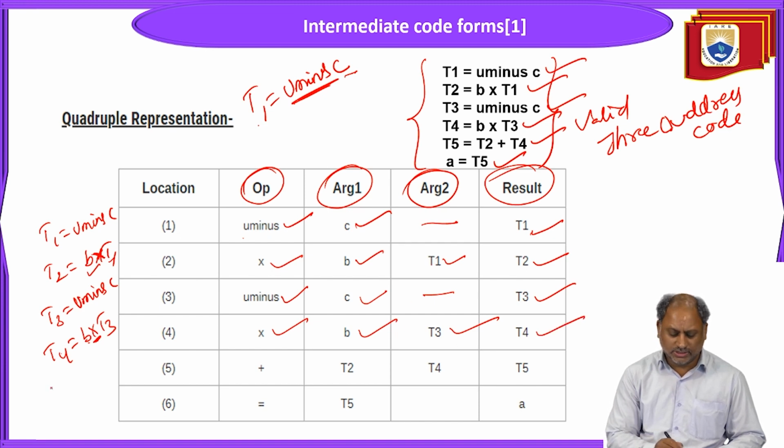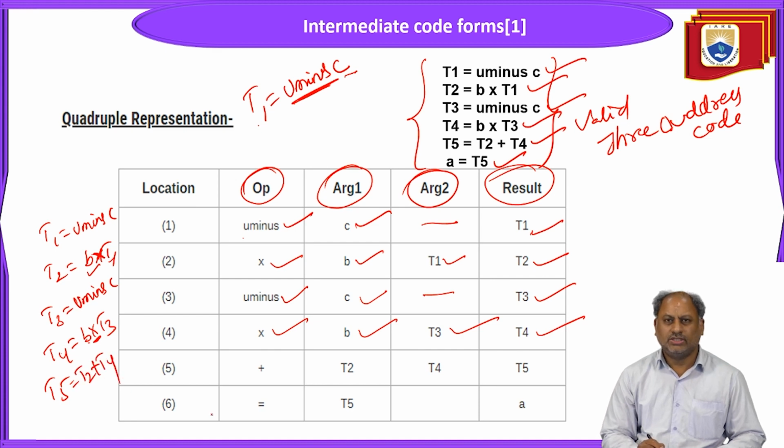And another expression, that is T5 equal to T2 plus T4. In this also the quadruple is represented as a row pattern, that is plus operator, T2 is one argument, T4 is another argument and the result is stored in T5.